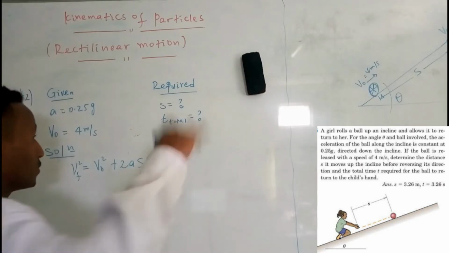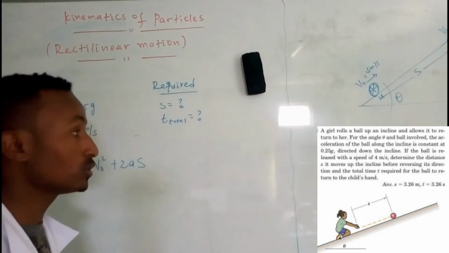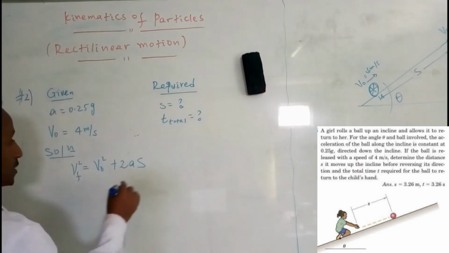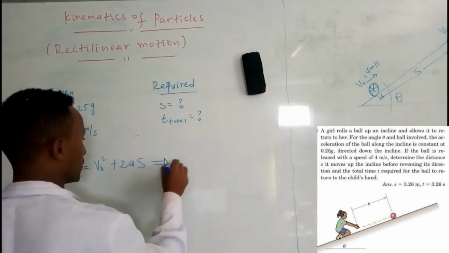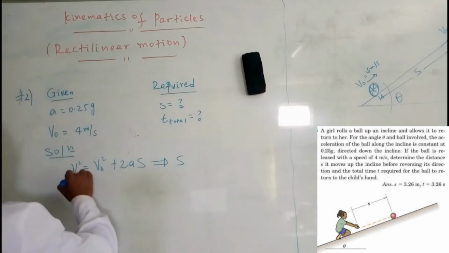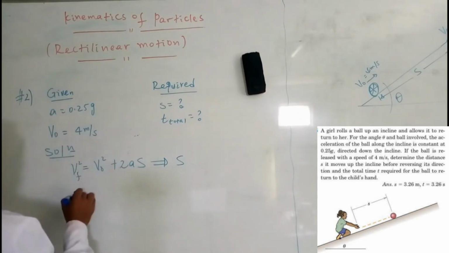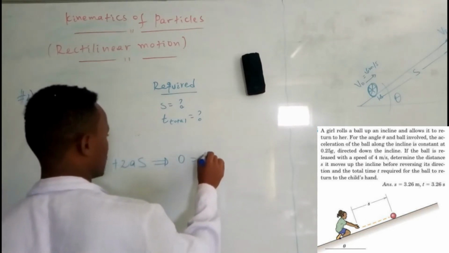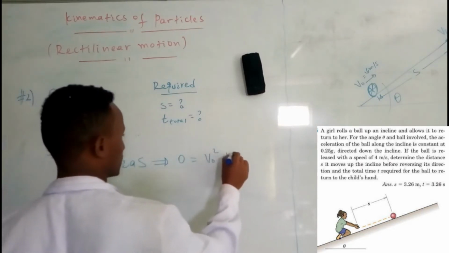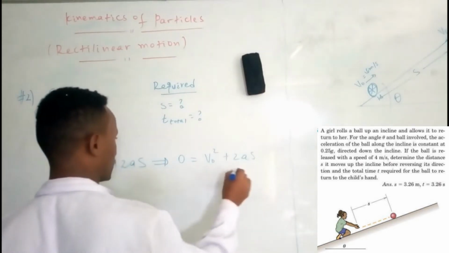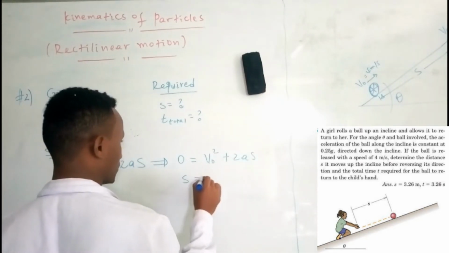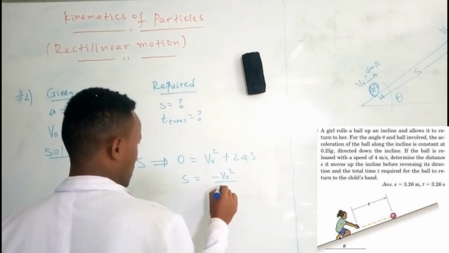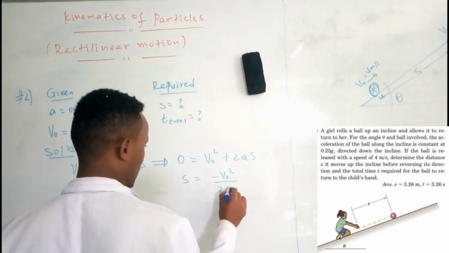The acceleration is upward, but gravity is opposite to downward, so it becomes negative. So in this case, you can solve for S. V final becomes 0. From this, 0 is equal to V naught square plus 2AS. So S is equal to minus V naught square over twice of A.